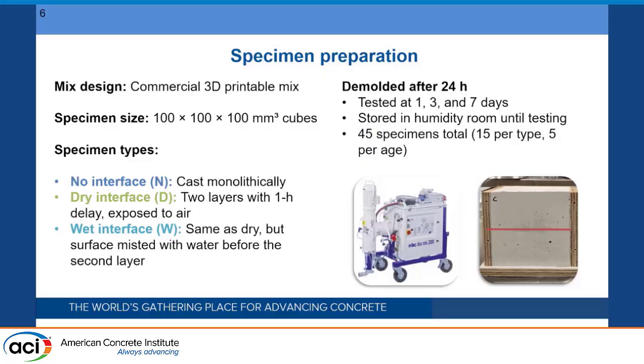We had 3 types of specimens. No interface, which were cast monolithically. We had dry interface, which were cast in 2 layers with a 1 hour time gap between the casts, and during this 1 hour, the interlayer was exposed to air. And we also had wet interlayers, which were made the same as the dry ones, but before pouring the second layer, we misted the surface with water. The specimens were demolded after 24 hours. They were tested at day 1, 3, and 7, and in total, we had 45 specimens, which is 15 per day, 5 for each group.